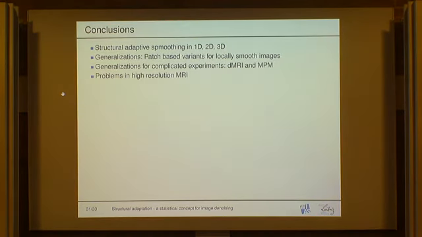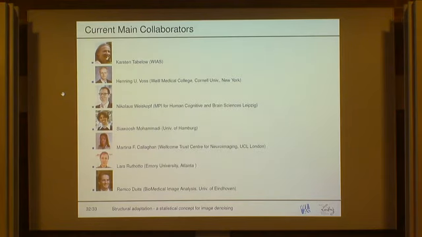Okay, let's sum up. I've introduced the structural adaptive smoothing concept that works in 1D, 2D, 3D, can be generalized to more complicated situations. Generalizations include patch-based variants for locally smooth images. I've shown that we can handle problems in high resolution MRA. And the last step, I would also like to mention our collaborators.